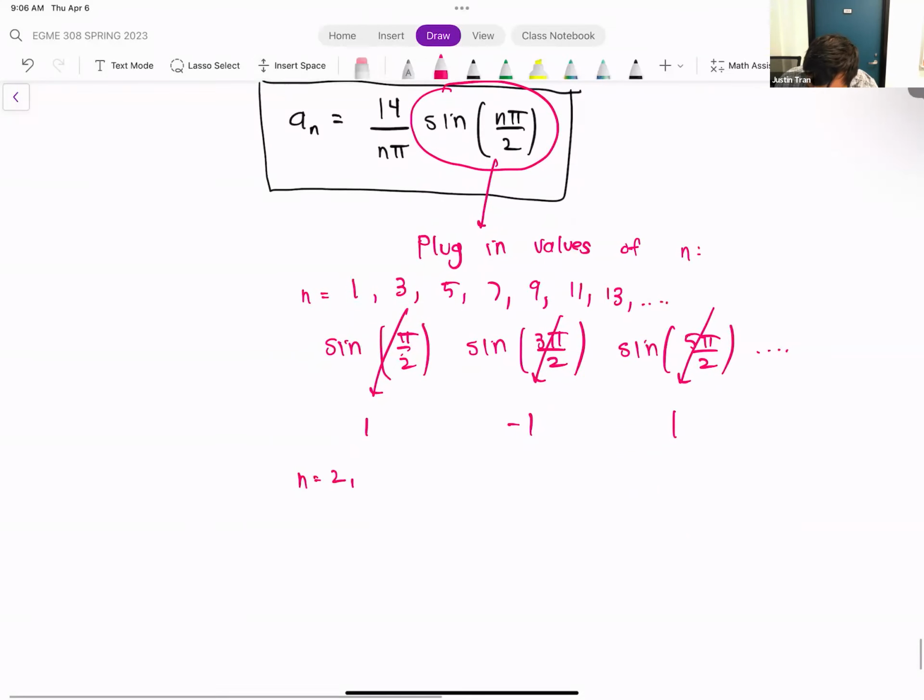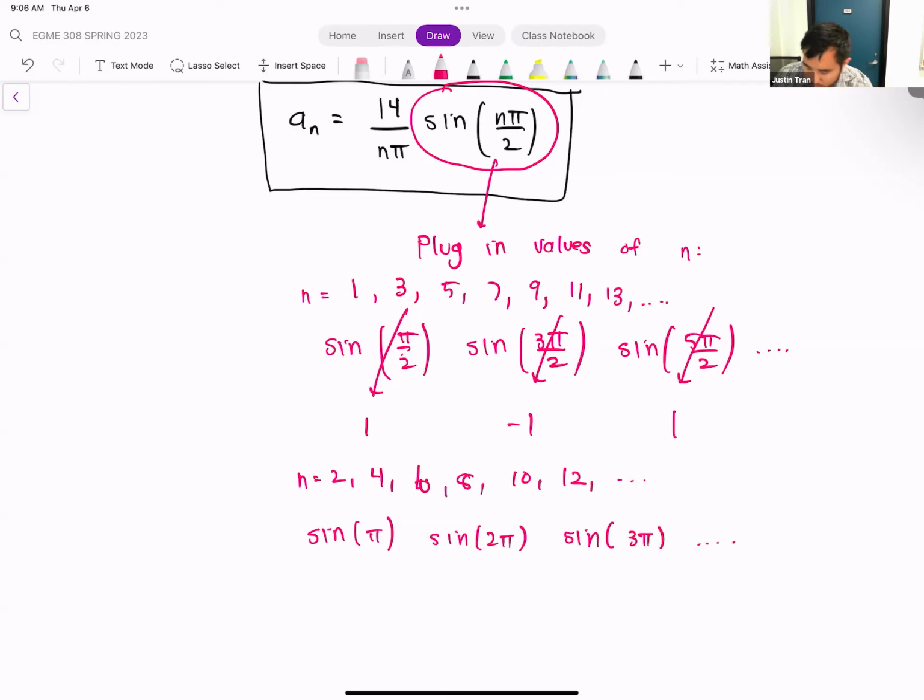N is equal to 2, 4, 6, 8, 10, 12. Let me write a couple of these. So when n is equal to 2, we have sine of pi. When n is equal to 4, we have sine of 2 pi, sine of 3 pi, so on and so forth.